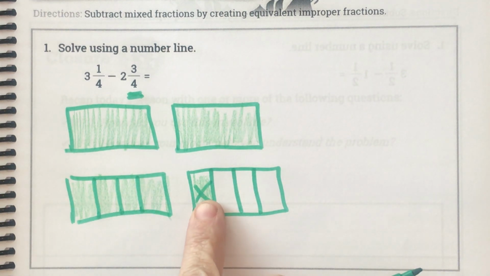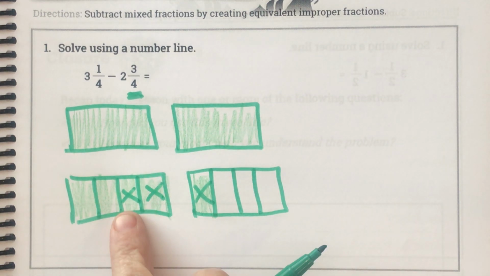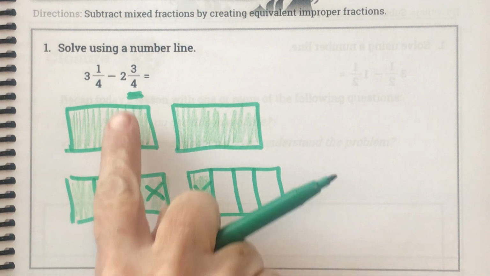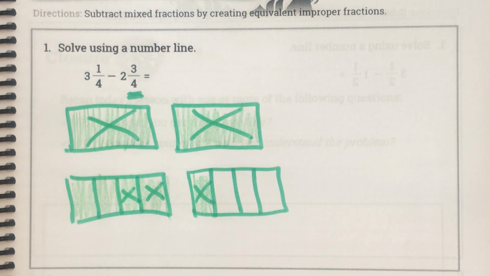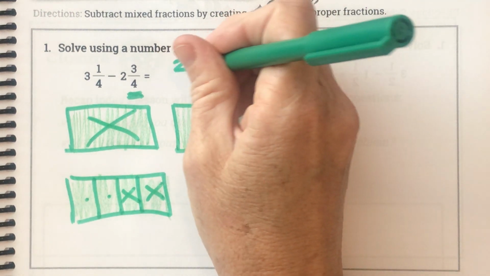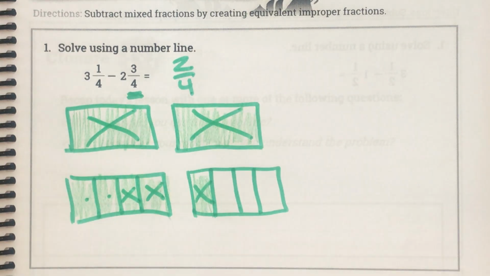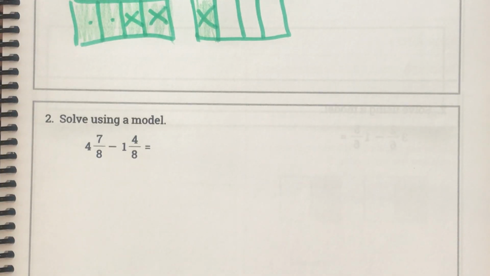Okay, so if we took away 1, 2, 3. Now we took away 3/4. Okay, they also want us to take away 2 wholes. So 1, 2. So what are we left with? We're just left with 2/4. We didn't have any wholes that we were left with, so just 2/4. Okay, let's look at our next one.